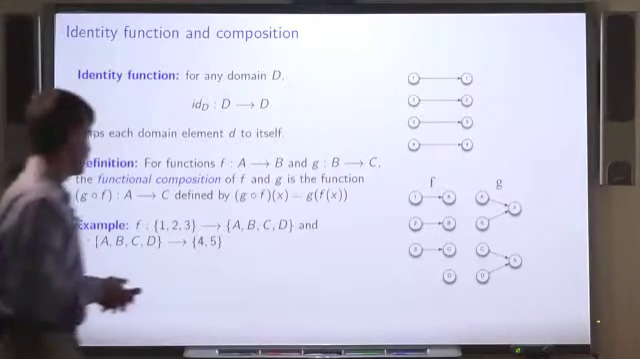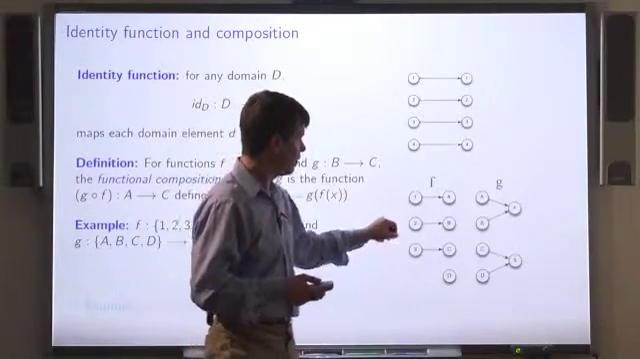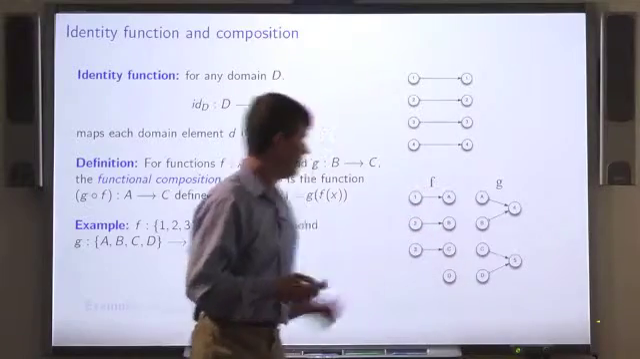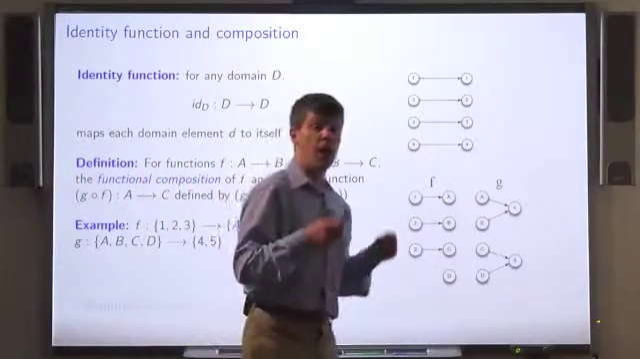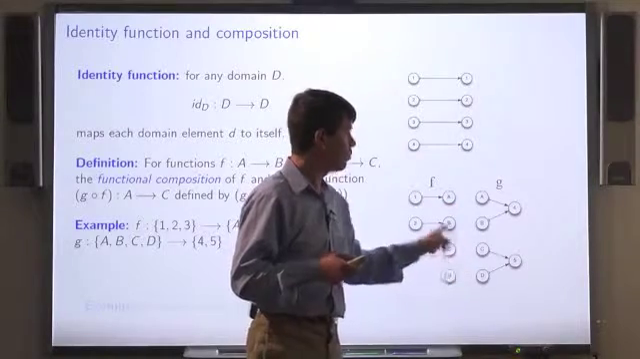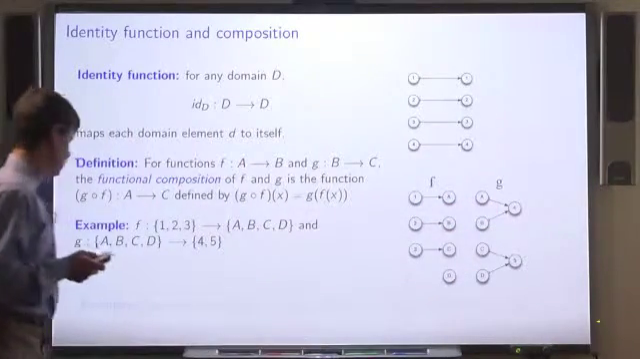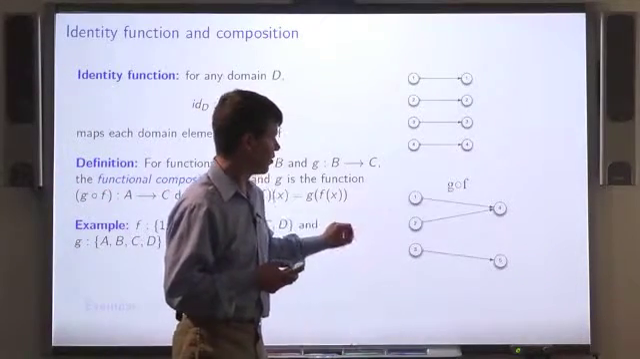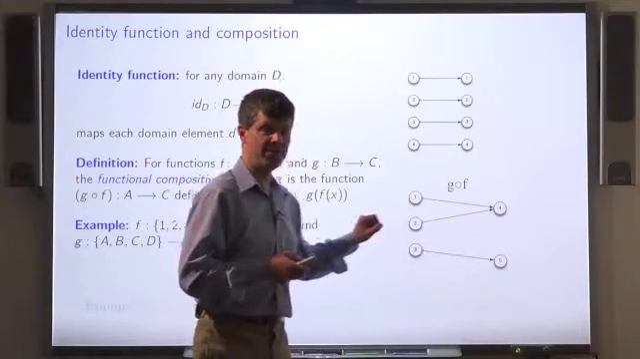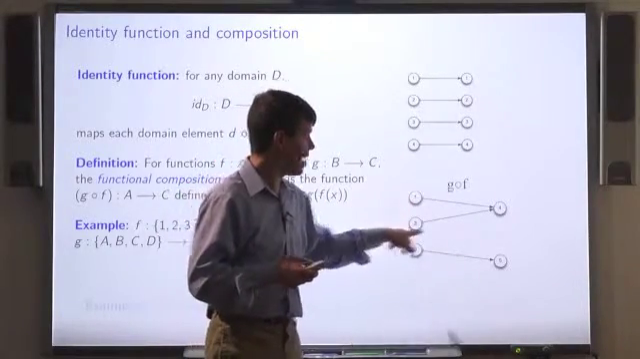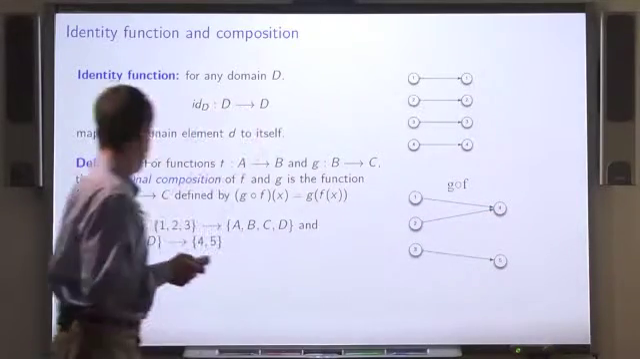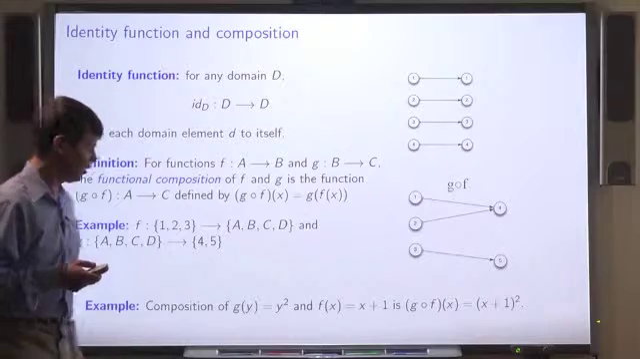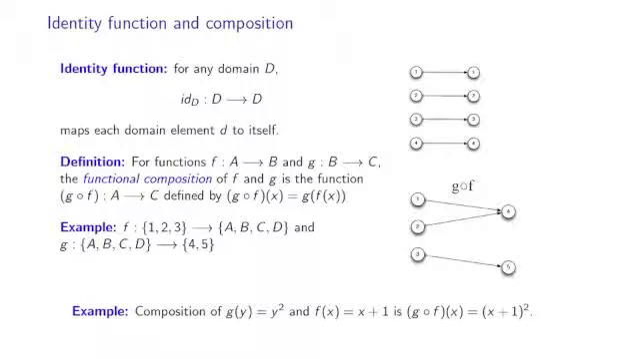So, for example, here's a function f whose domain is 1, 2, 3, and the codomain is a, b, c, and d. Here's a function g whose domain is a, b, c, and d, and whose codomain consists of 4 and 5. When we compose them, we get this function. This is g composed with f. It takes elements from the domain of f and maps them to elements of the codomain of g. Here's another example. If g is the function that squares its input and f is the function that adds 1 to its input, g composed with f applied to x is (x plus 1) squared.